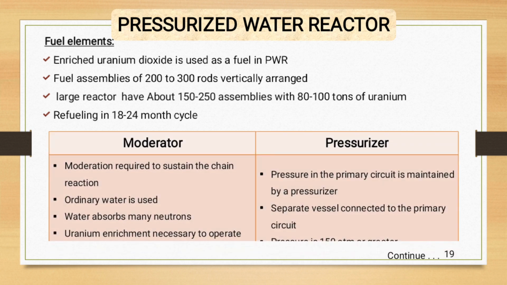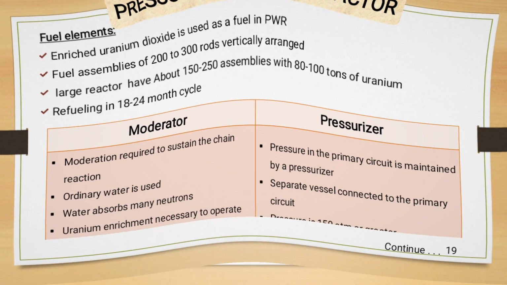A moderator is used to sustain or moderate the chain reaction, and ordinary water is used here. Water absorbs many neutrons, so uranium enrichment is necessary to operate. A pressurizer is used. Pressure in the primary circuit is maintained by a pressurizer, a separate vessel connected to the primary circuit, and the pressure is maintained at 150 atmospheres.